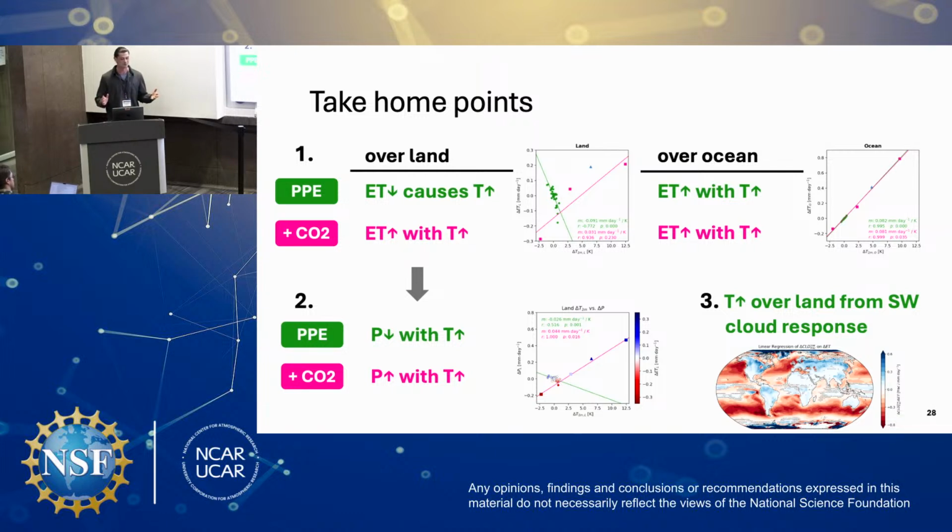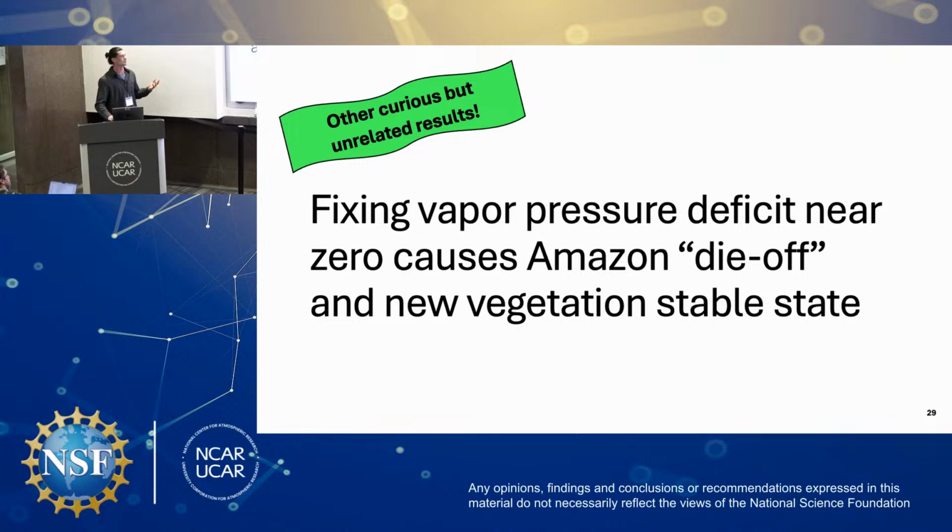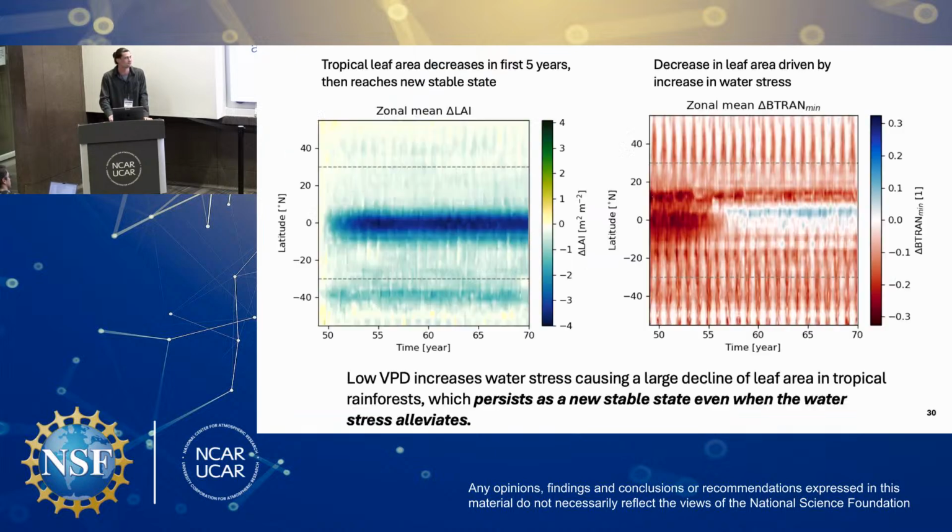But I did quickly want to include some extra results that are very unrelated, but a little bit curious, related to fixing vapor pressure deficit. I was doing this in the fall, and I thought this was the crowd to show this to. So we were fixing vapor pressure deficit near zero, and we found that the Amazon basically dies off, creates a new vegetation state, and the vegetation doesn't grow back, which we thought was just fun and a little bit interesting. So here I'm showing total mean change in LAI and total mean change in water stress.